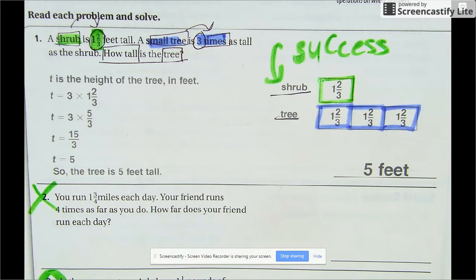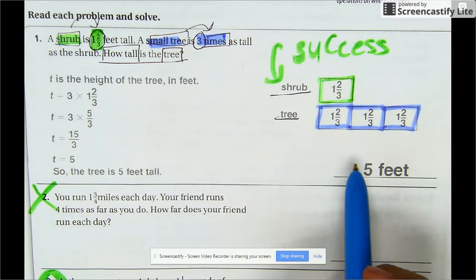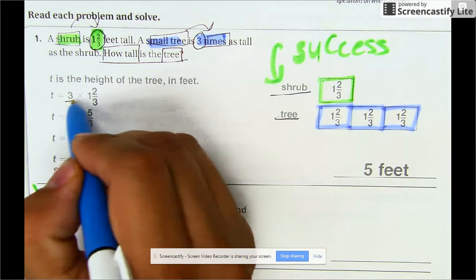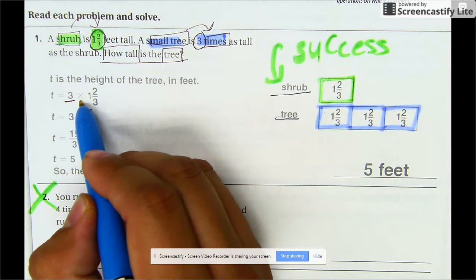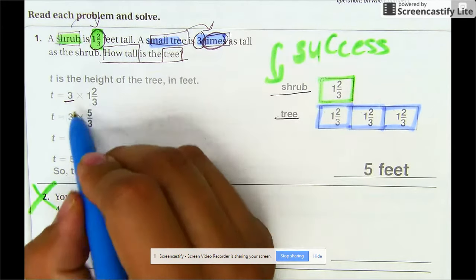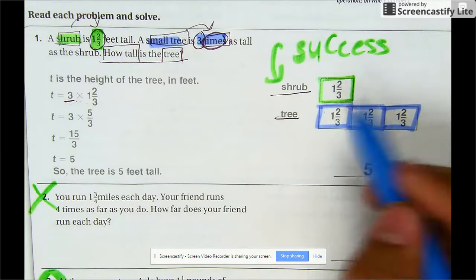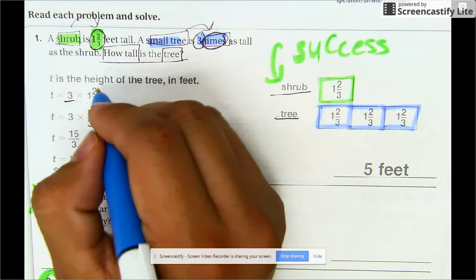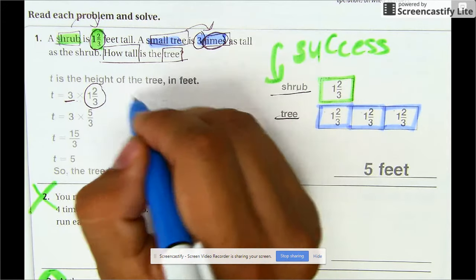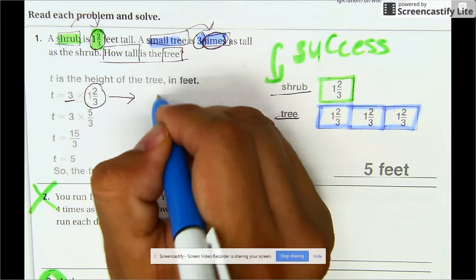So after that, we can write this as an equation. This 3 whole number comes from 1, 2, 3 times, my clue word is right here, times 1 2/3, because that's what I'm going to compare, a shrub and a tree. The first step is to rename this. How do I rename it? I'm going to show you over here.